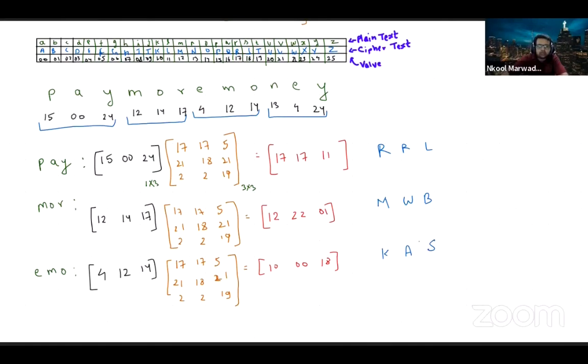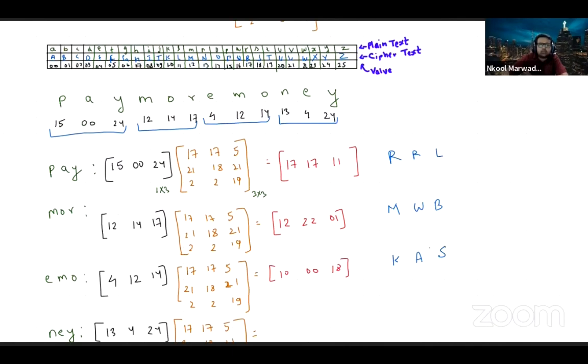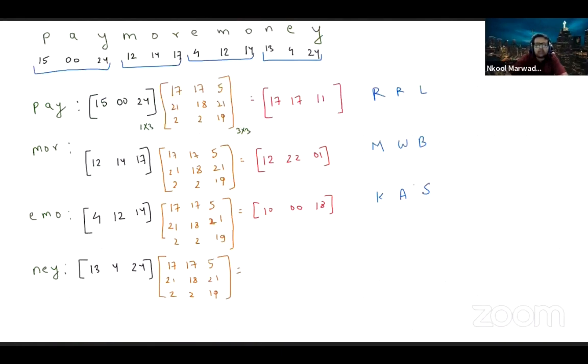Now the last one, you can try that, 13, 4, 24, and we can multiply it with the key itself. 17, 17, 5, 21, 18, 21, 2, 2, 19. We will get the result that is something like this: 15, 3, 7. You can cross check it after multiplication, you will get 15, 3, 7. And this is equal to PDH.